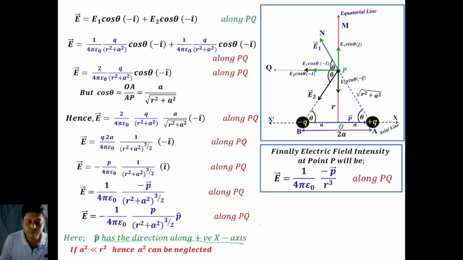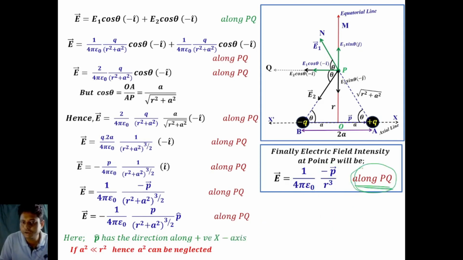Now if we consider a square, see, this a is less than this r, okay. So obviously, if we consider a square and r square, a square is very, very less. That means the a square term will be neglected. So if I neglect the a square term, then what will the value be? Here 1 by 4 pi epsilon 0 is there, minus will be there, then minus p, okay, and r square to the power 3 by 2, that means r cube.